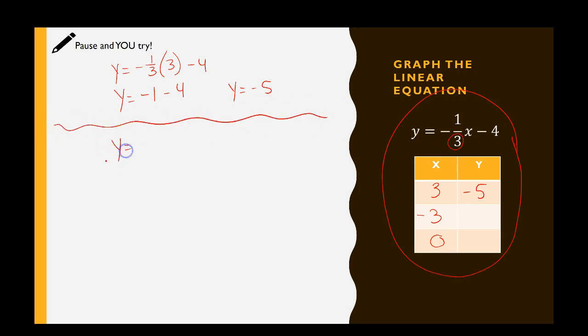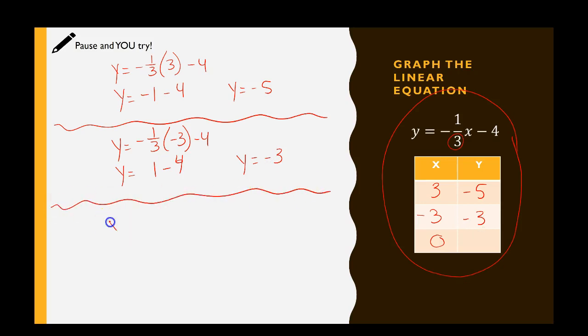The second one would give you a +1, which would yield you a -3. All right, and the last one would give you a -4. So that's what you should have got for your XY table. 3, -5, -3, -3, and 0, -4.